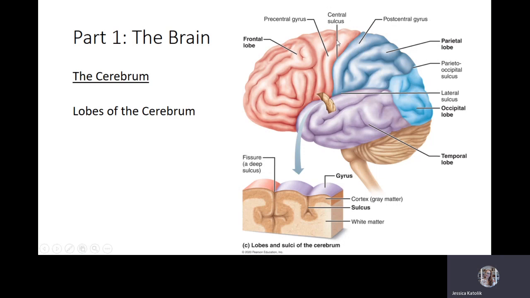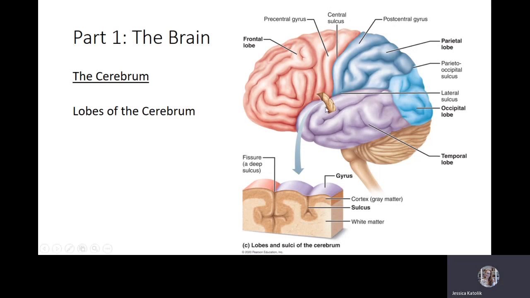We'll talk about these cortexes in a little bit more detail in this video. I do want to discuss these more in detail because they're going to be important when we talk about ascending and descending pathways through the spinal cord.